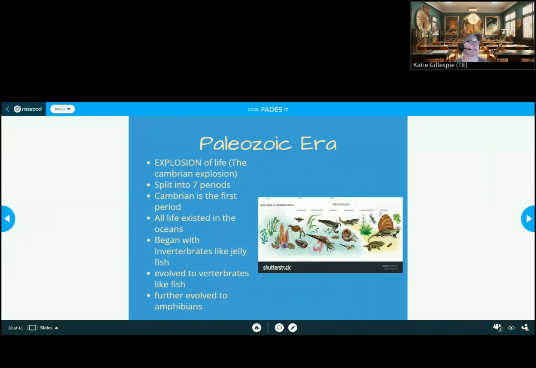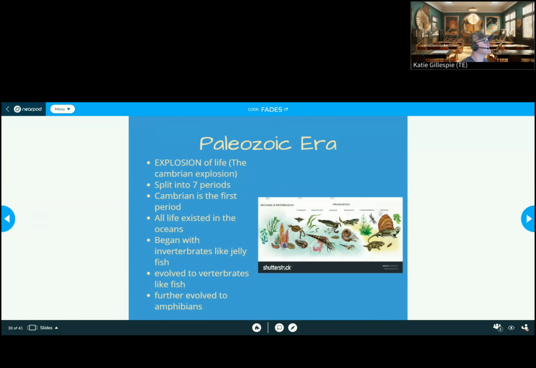The Paleozoic era, okay, explosion of life. That phrase is coined the Cambrian explosion, because all of a sudden life just existed. The atmosphere was perfect and life just flourished, and we can see the diversity of those living organisms in the fossil record. Okay, it's split into 7 periods. Again, eras are broken down into periods. And you're not responsible for being able to regurgitate those.